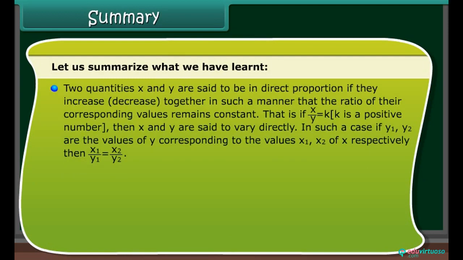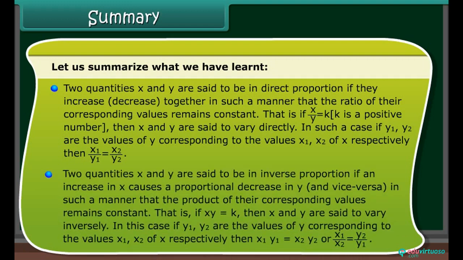Two quantities, X and Y, are said to be in direct proportion if they increase or decrease together in such a manner that the ratio of their corresponding values remains constant. That is, if X upon Y is equal to K, where K is a positive number, then X and Y are said to vary directly. In such a case, if Y1 and Y2 are the values of Y corresponding to the values X1, X2 of X respectively, then X1 upon Y1 is equal to X2 upon Y2.